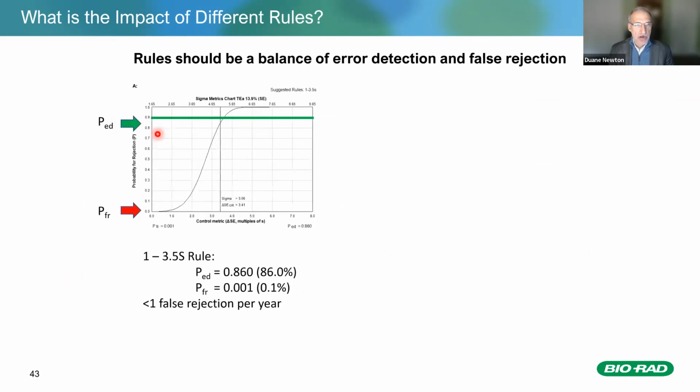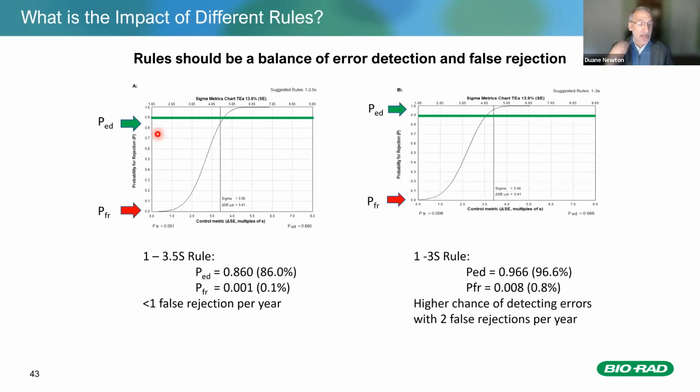runs. So if we compare a couple of other rules, a 1.3S rule versus a 3.5S rule. With that same data set, if we applied a 3.5S rule, we detect errors only 86% of the time, but our false rejection rate would be 0.1% or less than one false rejection per year. I think the happy medium here is a 1.3S rule where we're detecting errors almost 97% of the time, and still having a very low, less than 1% false rejection rate.